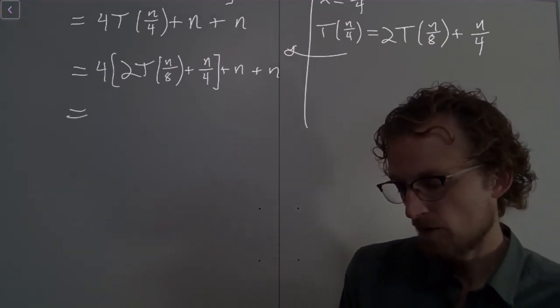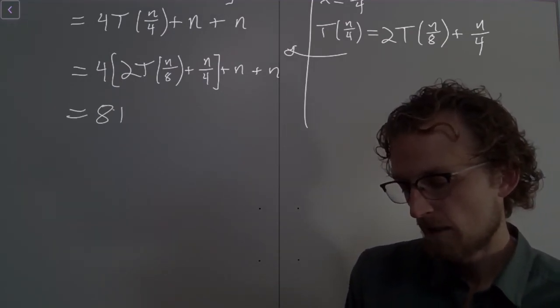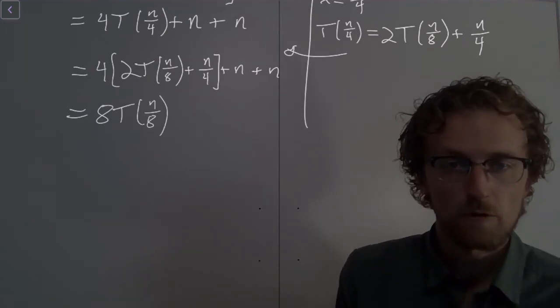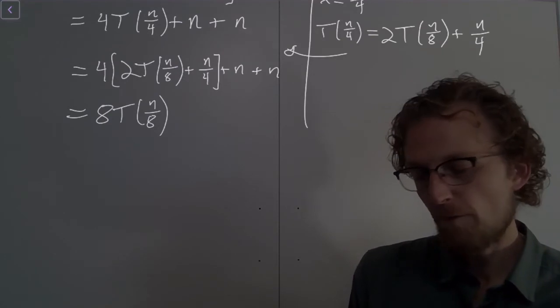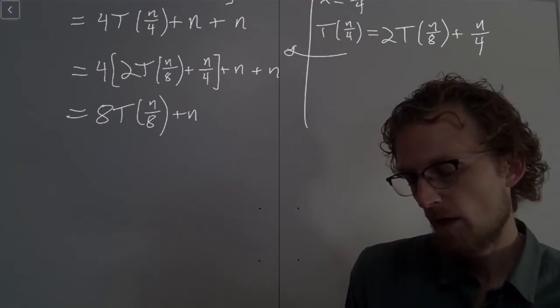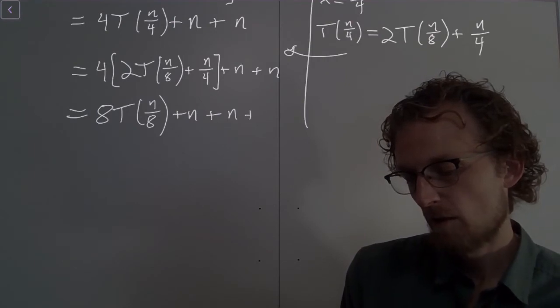So now to simplify, this is 8 times t of n over 8. So I see what that is, right? That's a power of 2. The 4's cancel again on my n over 4, so I end up with n plus n plus n.